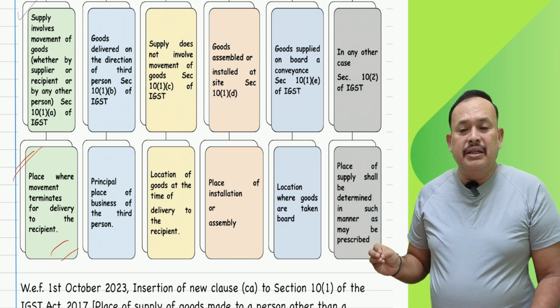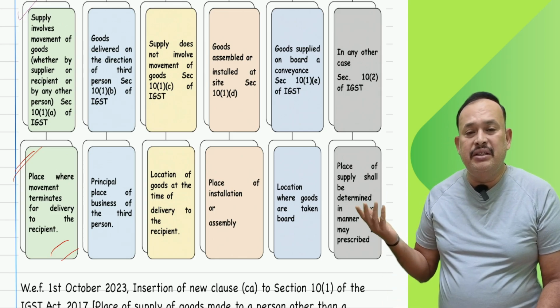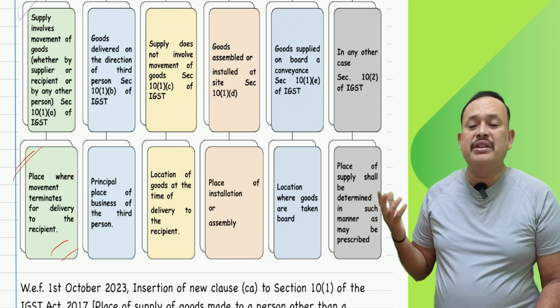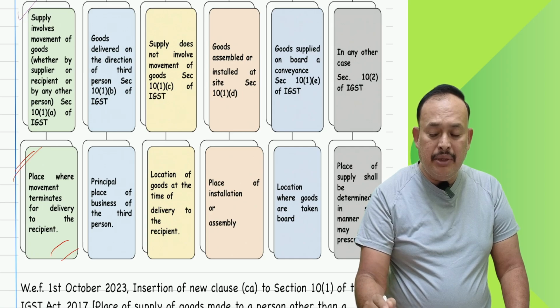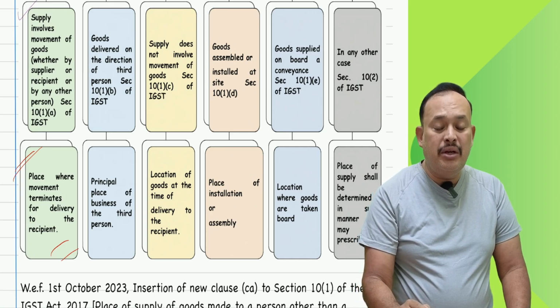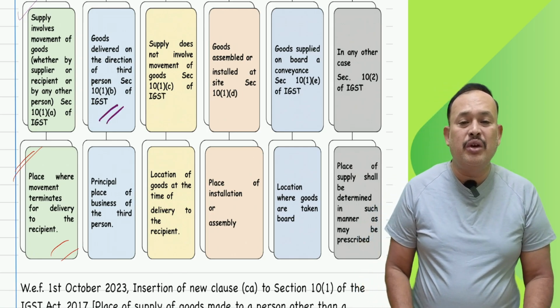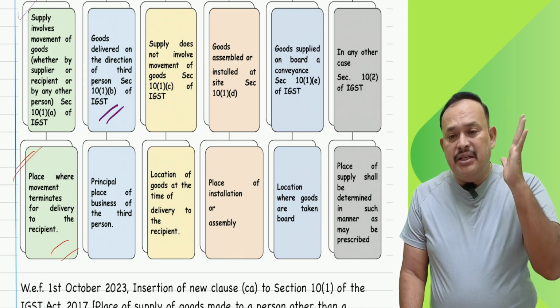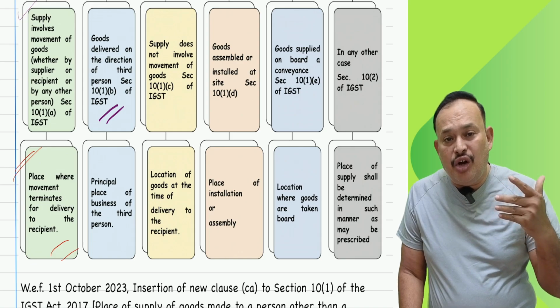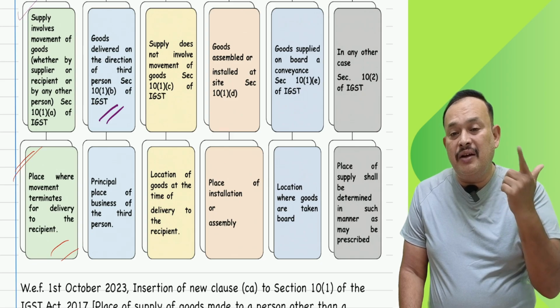Supply of goods, where goods are delivered on the direction of a third person. I am referring to point number 2, section 10, subsection 1, clause B. Goods delivered on the direction of a third person.